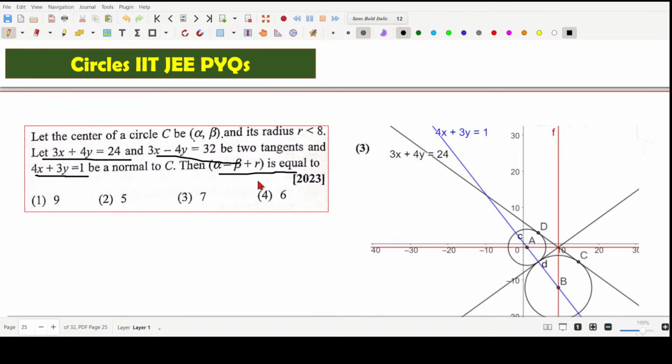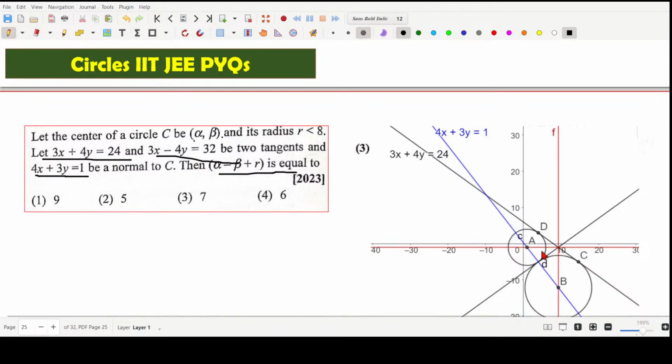Alpha minus beta plus r, okay? So one option is the center should lie on the normal, right? The center should obviously lie on the normal. So there are two tangents, right? Let's say this one and this one are the two tangents. Okay, ma? These black lines. Okay, these are the two tangents.